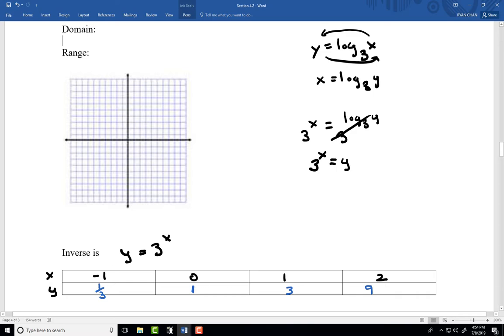So I have 0, 1. I have 1, 3. And I have 2, 9. And -1, 1/3. So it looks like this right here.